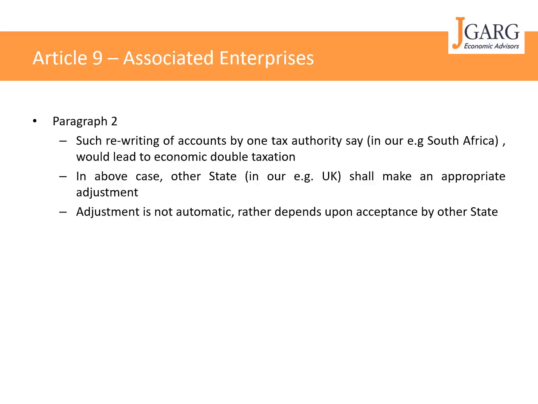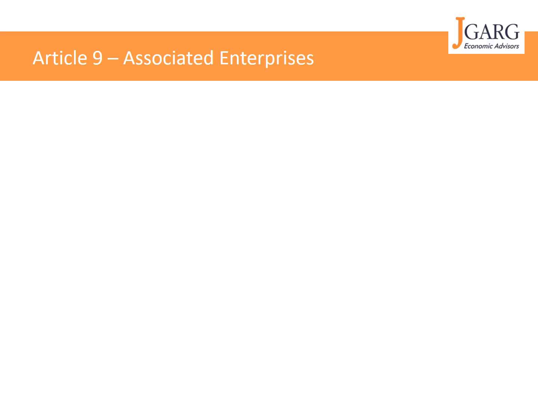So when both the contracting states are not in agreement, let's say the addition proposed by South Africa is not accepted by the UK, then what will happen? In such case, one could see double taxation, and in such case one will go to the mutual agreement procedure, file an application to the competent authority, and then competent authorities of both the countries will sit together and decide how to resolve the issue.